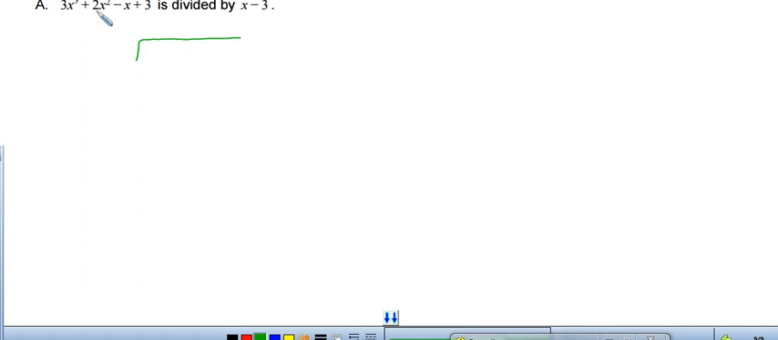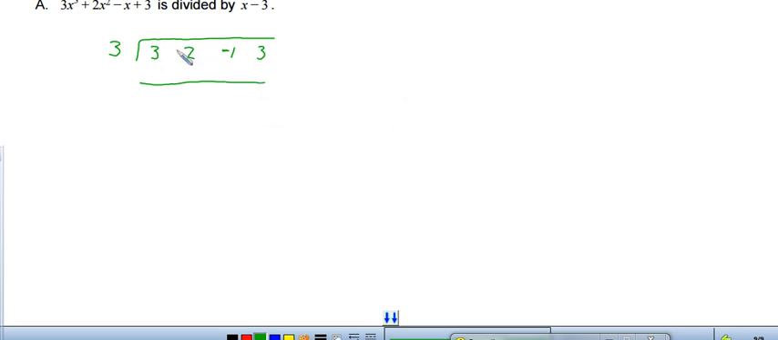These are already in descending order from highest degree to lowest, so we're okay. We have x to the third, x to the second, x to the first, x to 0. Now we write the coefficients. The coefficients are 3, 2, -1, and positive 3. Then you take your c value. Remember, this is x minus c, so c is 3. You place it right here.